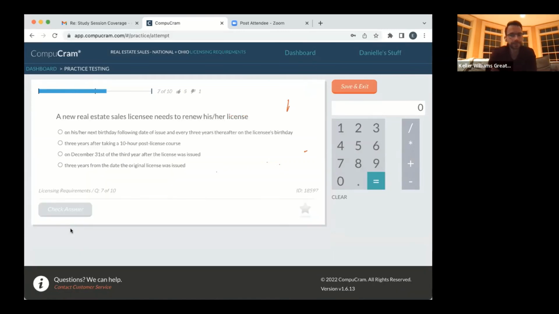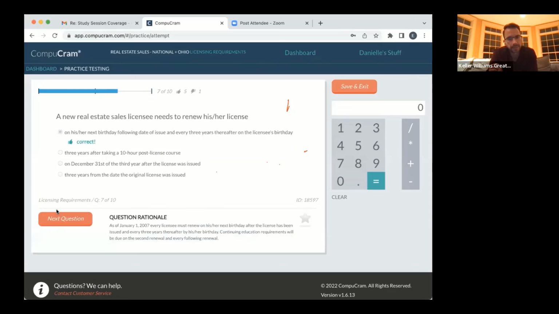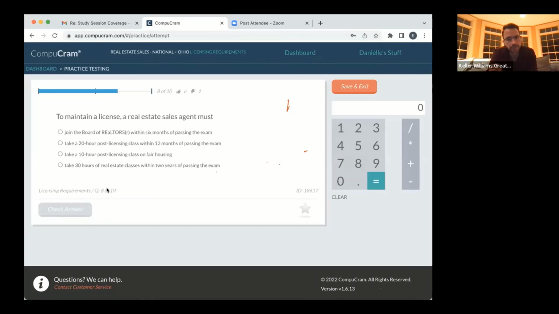Moving on, a new real estate sales licensee is needed to renew his or her license on his or her next birthday following the date issued, and every 3 years thereafter on the licensee's birthday. B, 3 years after taking the 10-hour post-license course. We won't have to go through all of them. A is correct. Pretty much the same question we just had. That's correct, Brent.